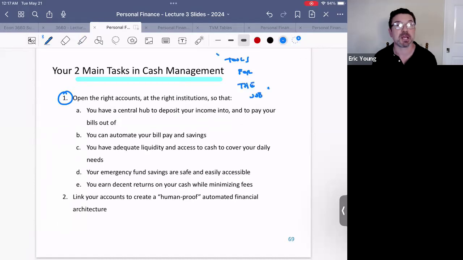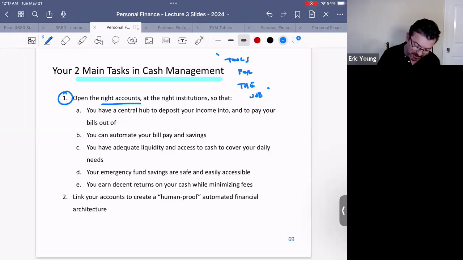You've got some jobs that you've got to achieve. You've got some things that you have to do. What are the tools to achieve them? So your first main task is to get the right accounts opened. This sounds very easy. It is very easy.